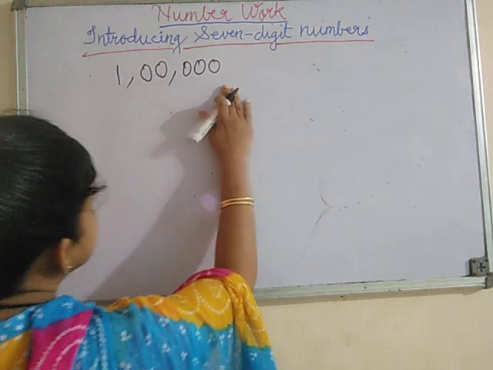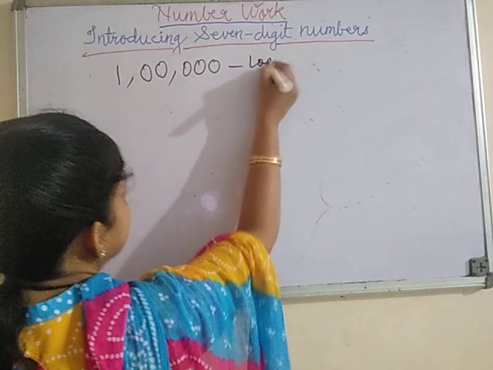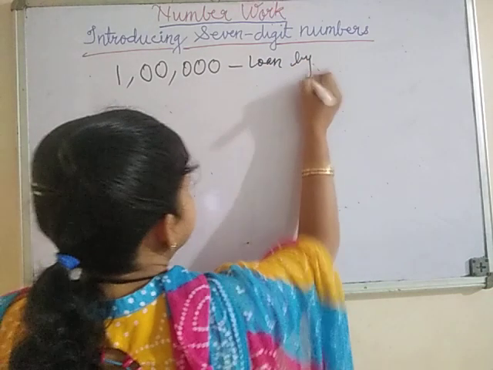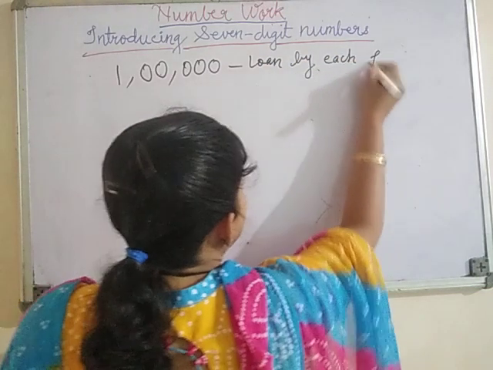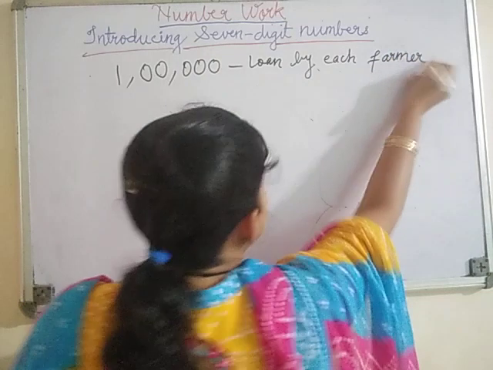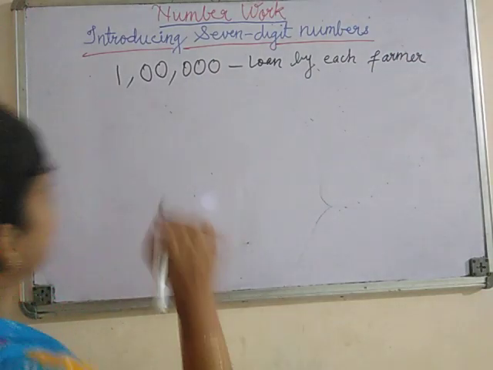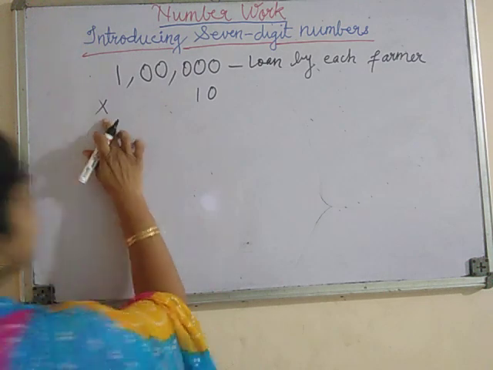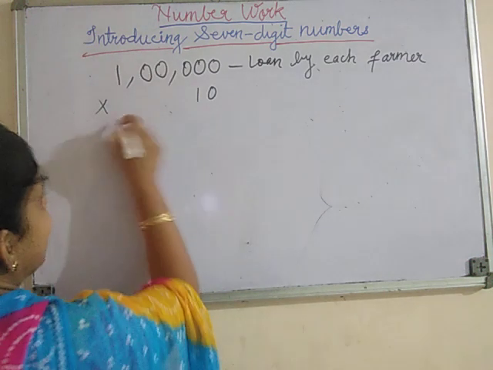Now this is the loan amount taken by each farmer. And altogether there are how many farmers? There are altogether 10 farmers. We have to calculate for 10 farmers how much it will be. Correct? So I will have to multiply 1 lakh into 10.